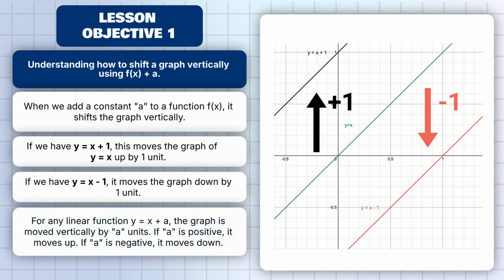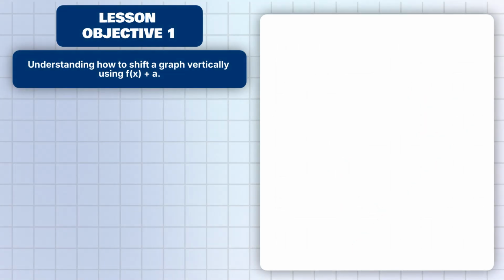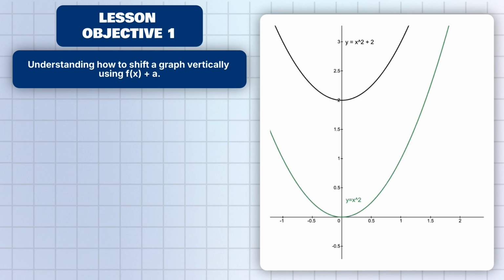For any linear function y = x + a, the graph is moved vertically by a units. If a is positive, it moves up. If a is negative, it moves down. This concept is not limited to y = x. For example, if we take y = x squared, the transformation y = x squared + 2 will shift the parabola up by 2 units.